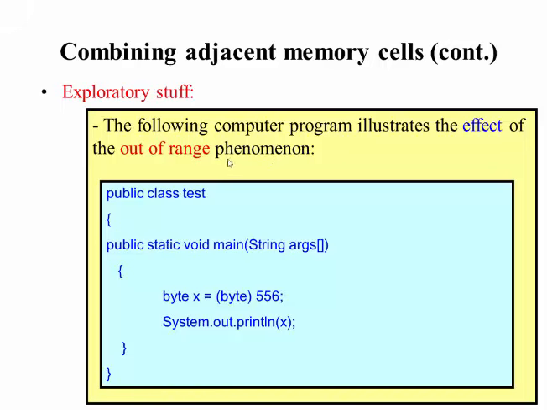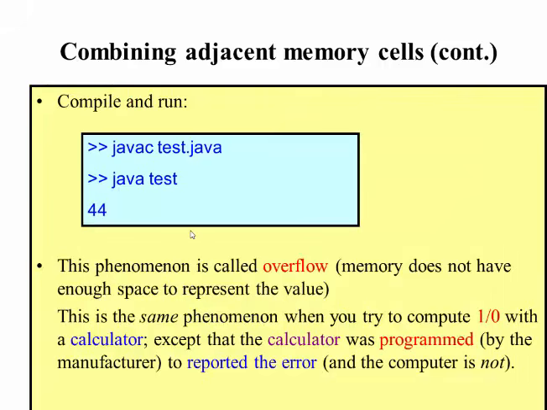All right, some exploratory stuff. A computer program illustrates the effect of the out-of-range phenomenon. If you type this into your IDE, you will see an error called an overflow. Memory does not have enough space to represent the value. This is the same phenomenon as when you try to compute 1 divided by 0 on a calculator, except the calculator was programmed by the manufacturer to report an error, and the computer is not.